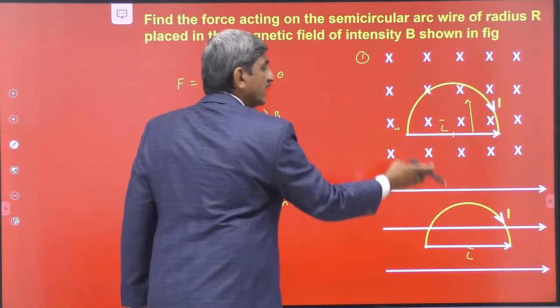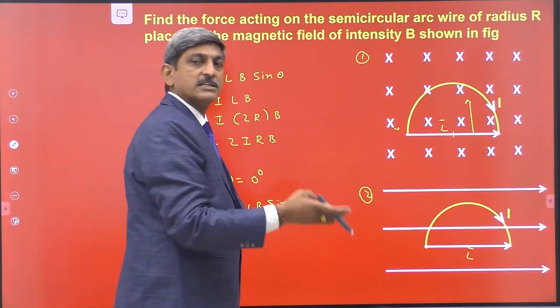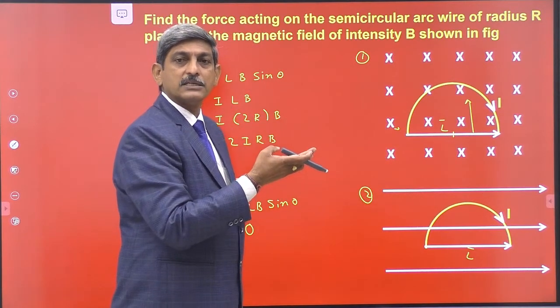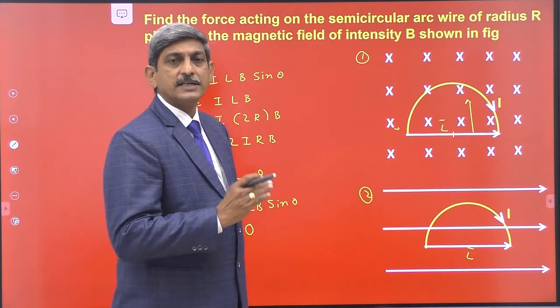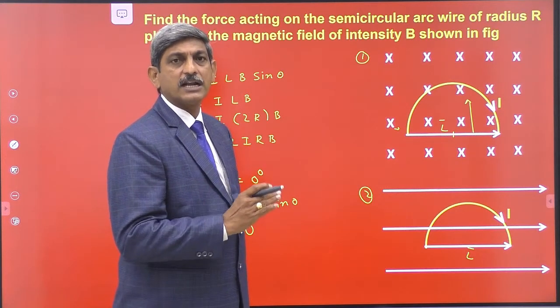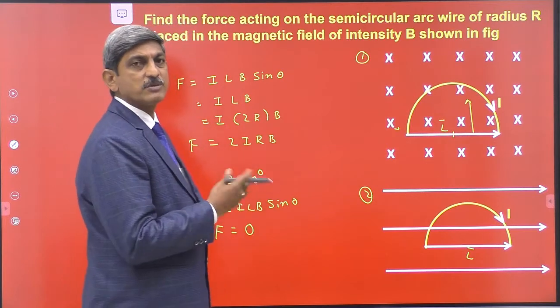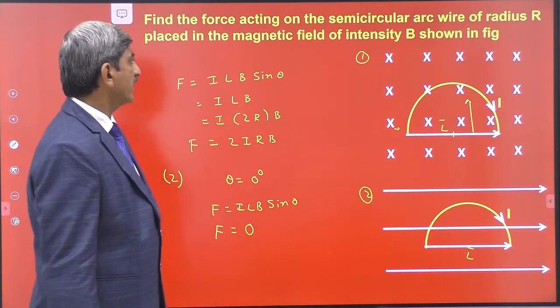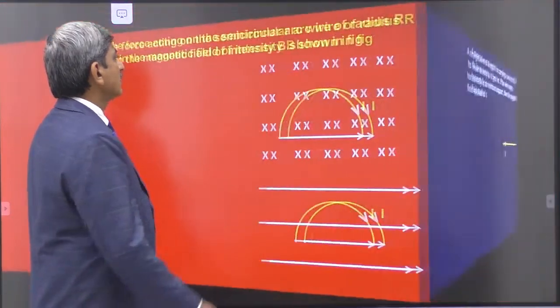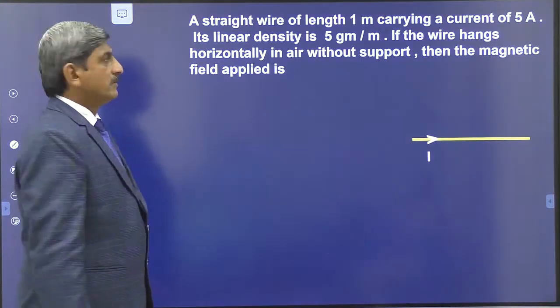Now, here and here we have the wire of same length, same shape and same size. But depending upon the orientation, depending upon the direction of the length vector and the magnetic field vector, the force may be different even on the same wire placed in the magnetic field. Okay? Now, come to the next problem.